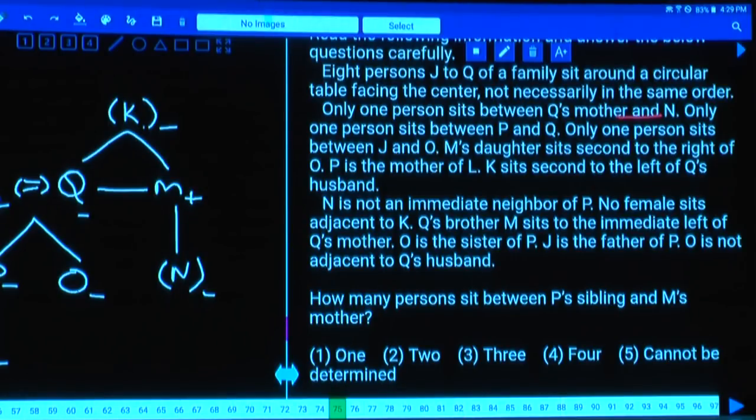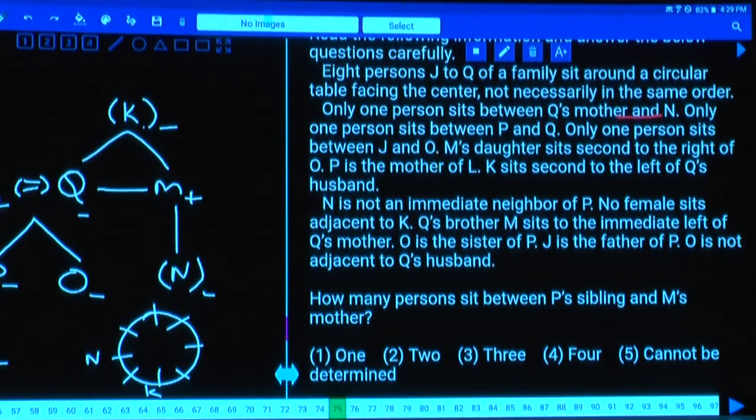Only one person sits between Q's mother and N. Now I am writing here, only one person between Q's mother and N. 8 persons are there, and all the persons are facing towards the center. Who is Q's mother here? K is Q's mother. Between Q's mother and N, how many persons are there? One person. Though there are 2 different possibilities, first I am taking the clockwise direction.